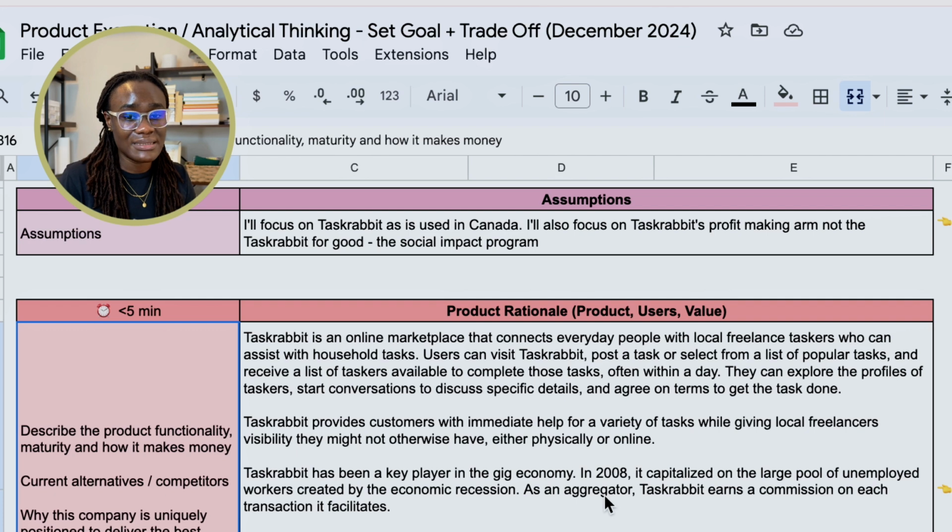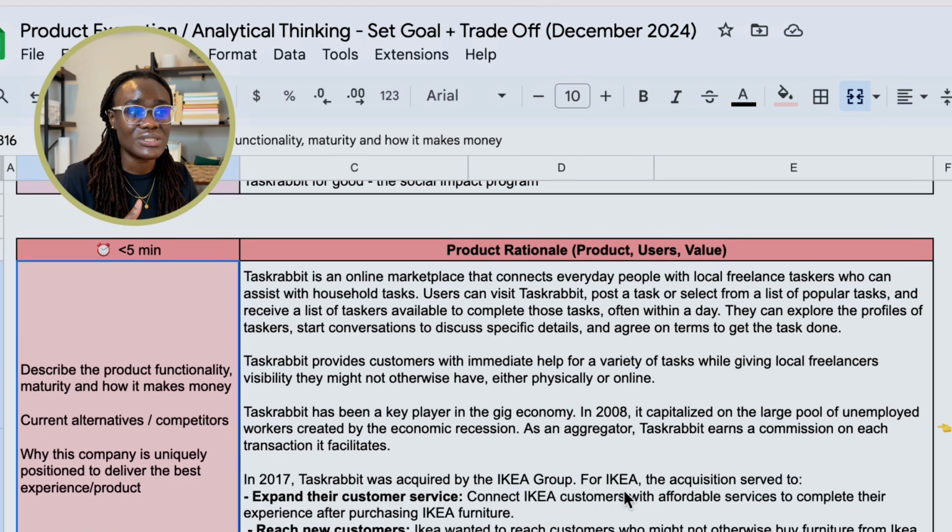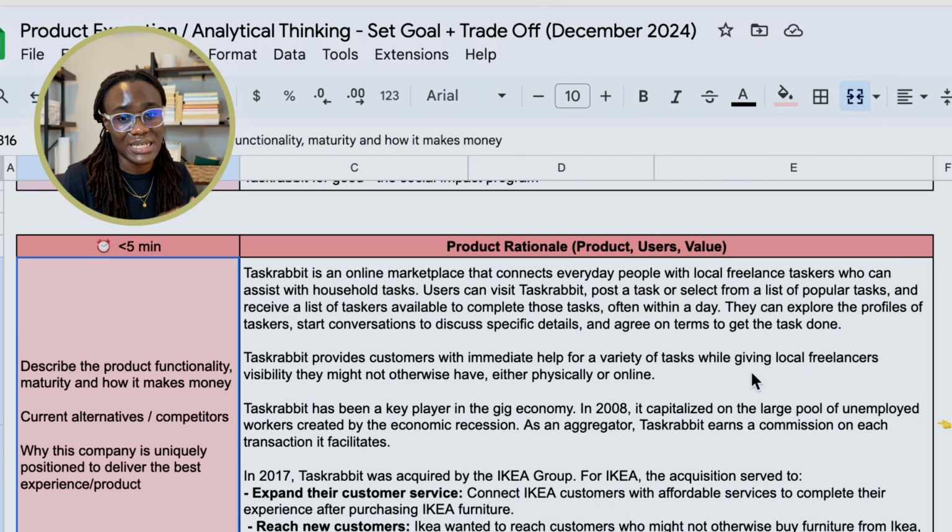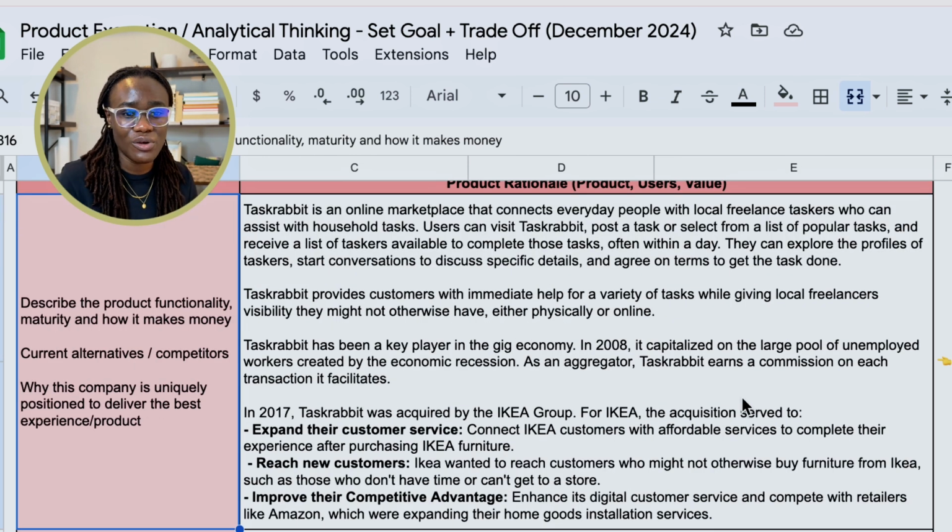So the rationale behind TaskRabbit is that it provides customers with immediate help for a variety of tasks within their home, and also gives local freelancers the visibility they may not otherwise have, either online or physically. It capitalized on the large pool of unemployment that was created by the economic recession, so it's a marketplace for local freelancers and the people that need their services in their homes, and they earn their commission based on the transactions that they facilitate on their platform.